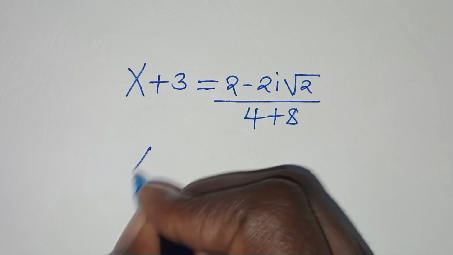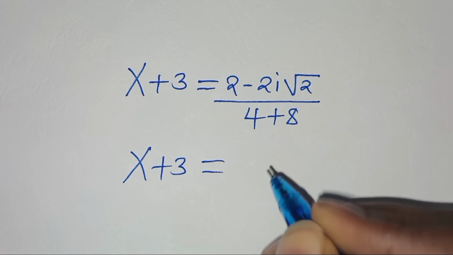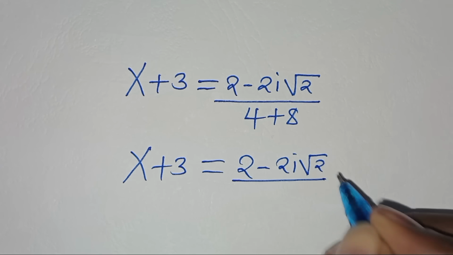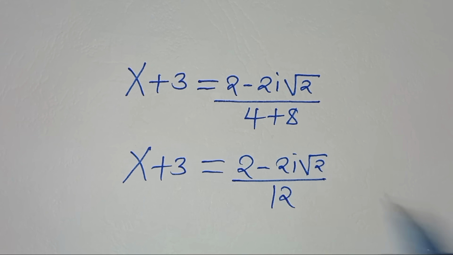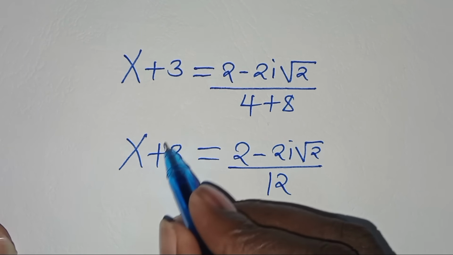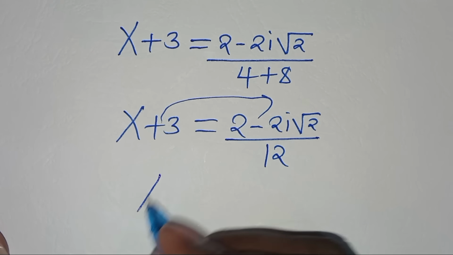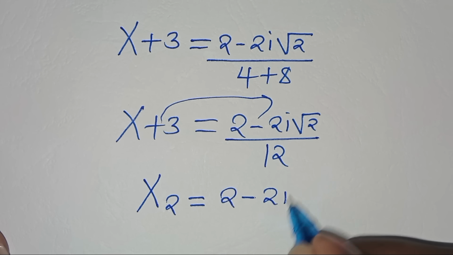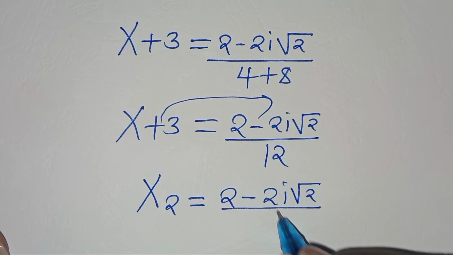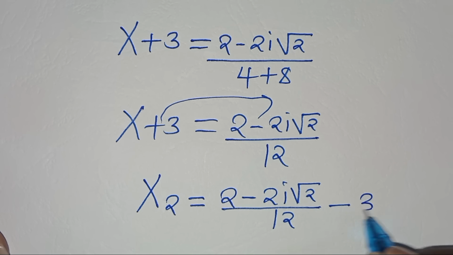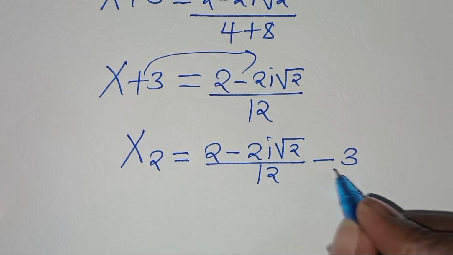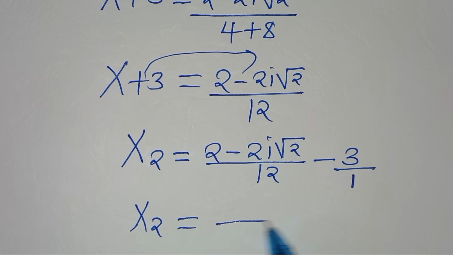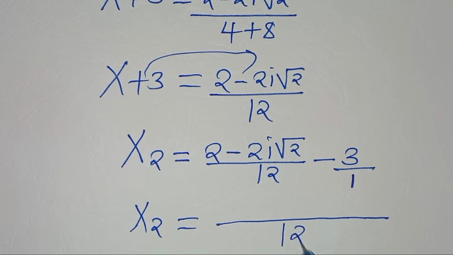Now this implies that x plus 3 is equal to 2 minus 2i square root of 2 divided by 4 plus 8, which is 12. Now let's take plus 3 on the right hand side, so that we have x2 equal to 2 minus 2i square root of 2 divided by 12, then subtract 3. So 3 is our number, so this is over 1. So that now x2 is equal to, we have the LCM is 12.